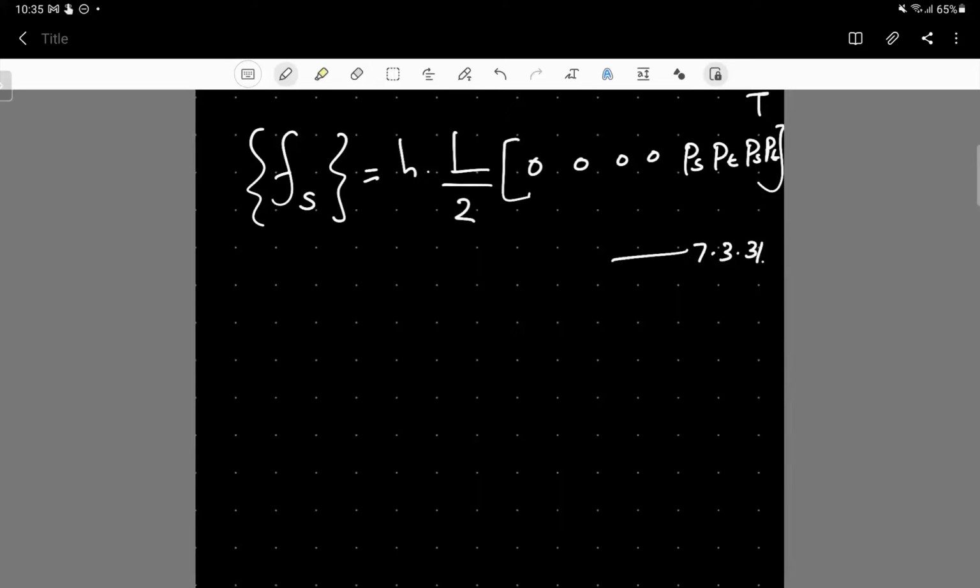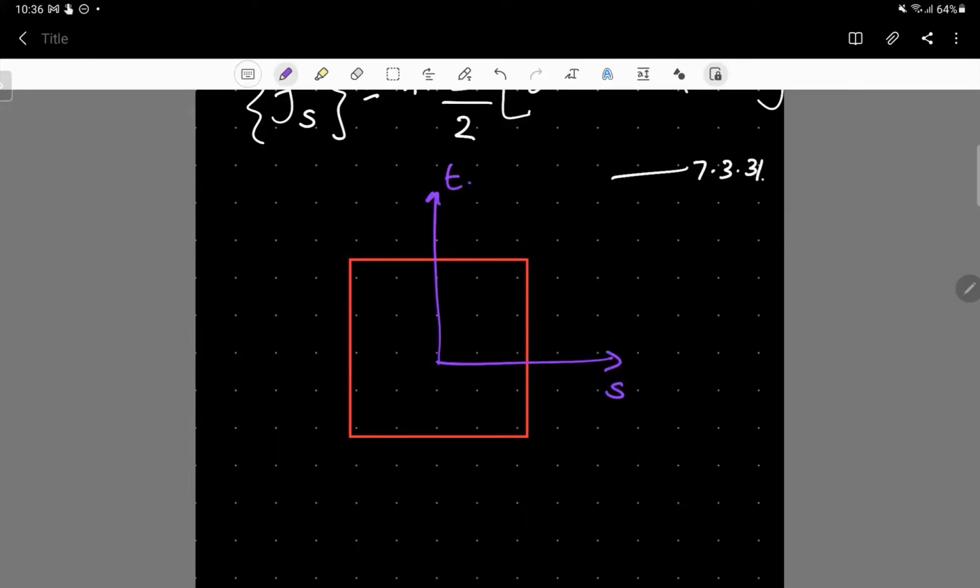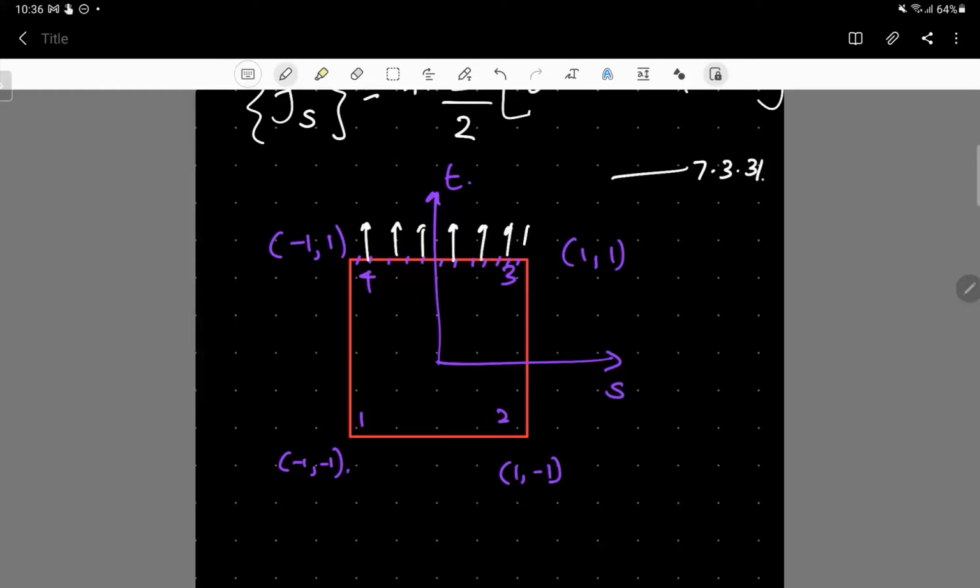The tractions are applied. If you just draw a quick schematic, this is the element that we considered, in the S and T coordinate system. We are interested in the surface forces acting on this particular edge. We know there will be surface traction forces in the T direction as well as in the S direction. This is what we have written down, PS and PT, surface traction forces along T is equal to 1.